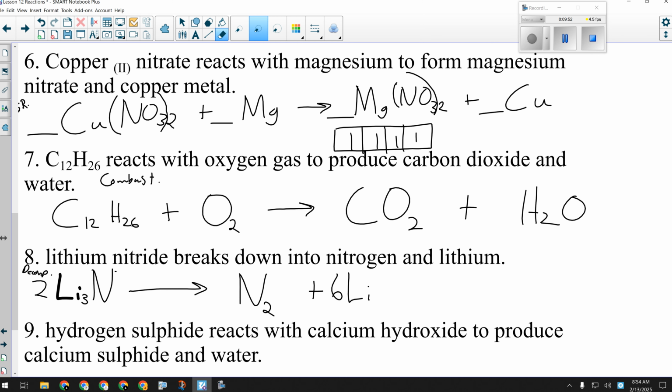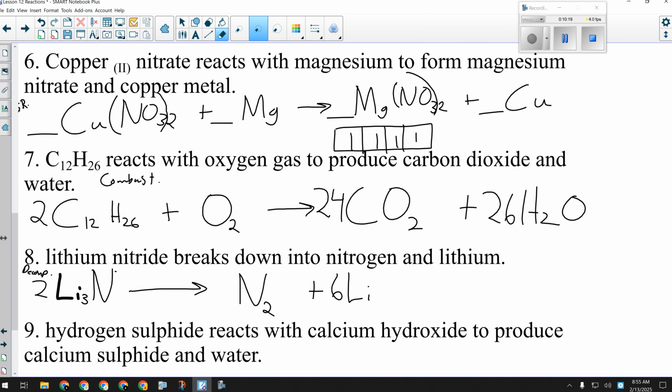Okay, special balancing rules. Do I need them both? I do. 12's an even number, so I need to start with the rule of 2. And then I have to balance in alphabetical order. 2 times 12 is 24, so I will need a 24 there. I'm going to get some really big numbers here. 2 times 26 is 52. 26 times 2 is 52.